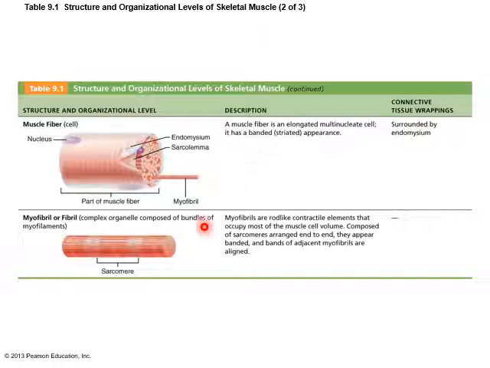Now, the myofibrils are rod-like contractile elements. And these myofibrils are made up of subunits that are called the sarcomere. Now, I want you to know that the sarcomere is the structural and functional unit of muscle fibers. Okay, that's where the action is going to occur. Now, these myofibrils, if you read this, are rod-like contractile elements that occupy most of the muscle cell volume. Composed of sarcomeres arranged end to end, they appear banded, and bands of adjacent myofibrils are aligned. So this arrangement, we're going to find out, contributes to the banding pattern that you see in muscles.